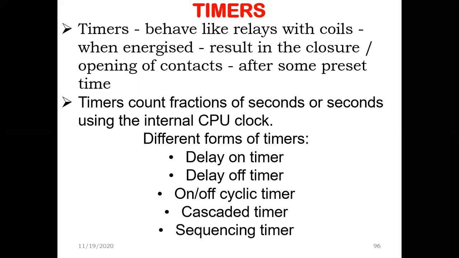Timers behave like relays with coils which, when energized, result in the closing or opening of contacts after some preset time. Timers count fractions of seconds or seconds using the internal CPU clock. Timers are used in different timing executions. For example, in a washing machine we set the time to 80 seconds. How does the computer calculate the 80 seconds? It generates 80 time periods, square waves, between input and output.